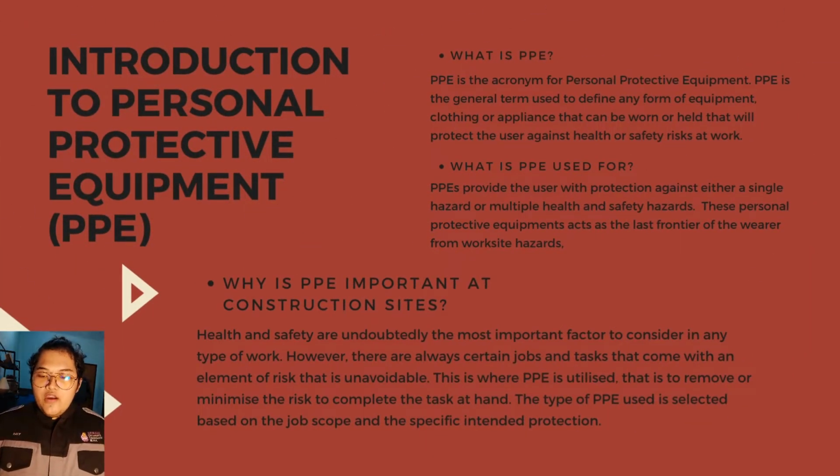Health and safety are undoubtedly the most important factor to consider in any type of work. However, there are always certain jobs and tasks that come with an element of risk that is unavoidable. This is where PPE is utilized, that is to remove or minimize the risk to complete the task at hand. The type of PPE used is selected based on the job scope and the specific intended protection.